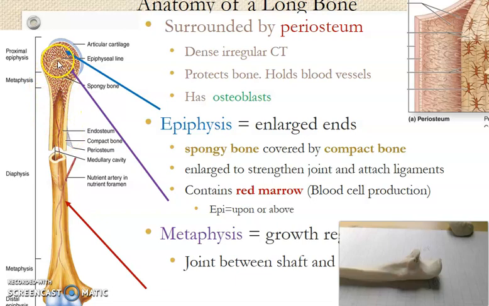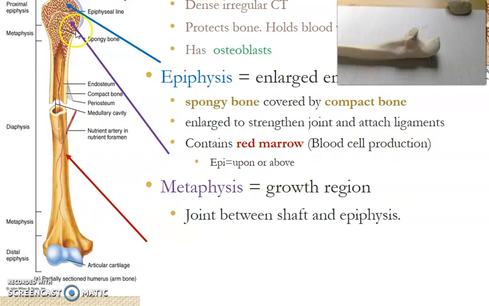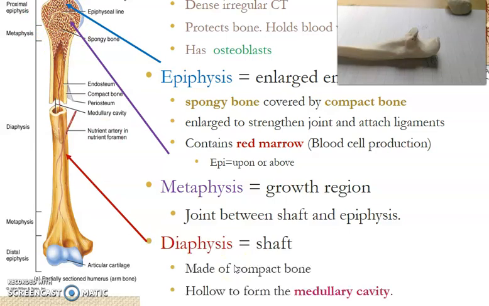Now, this region, that's the growth plate. That's the metaphysis. And in children, it's hyaline cartilage. It's actually forming a type of cartilaginous joint between the ends. In adults, it closes over and fuses. The diaphysis is the shaft.